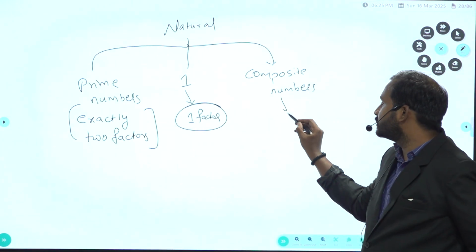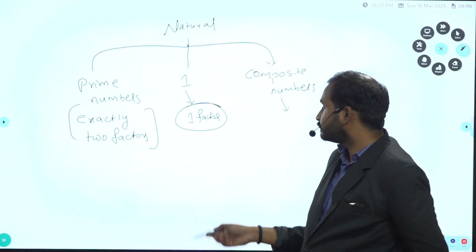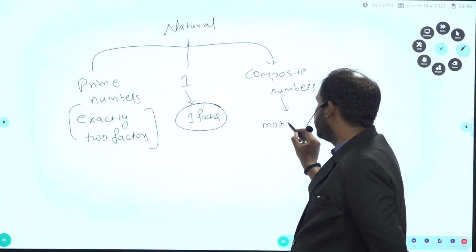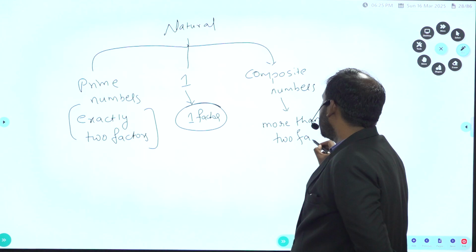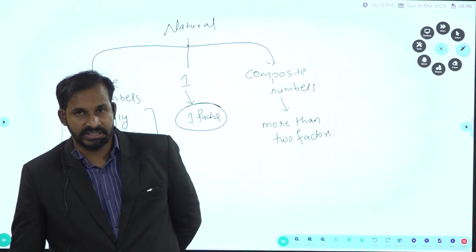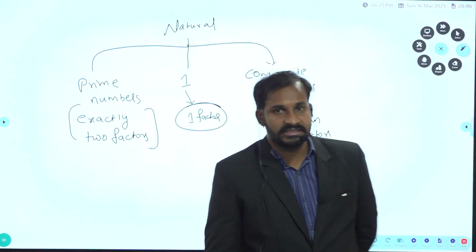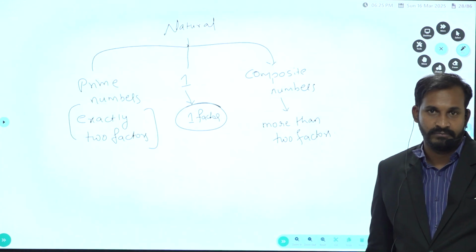What is meant by composite numbers? The numbers which have more than 2 factors. We call them composite numbers. Like this, the natural numbers are segregated based on the factors which they have.